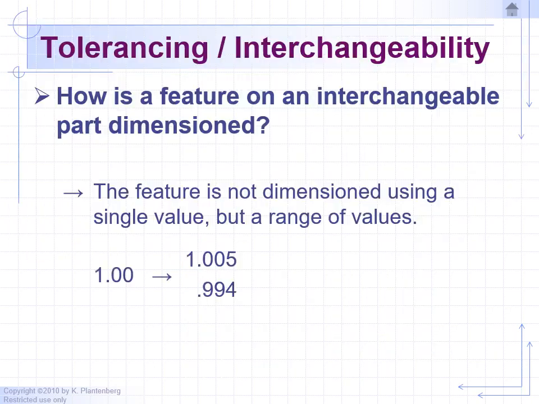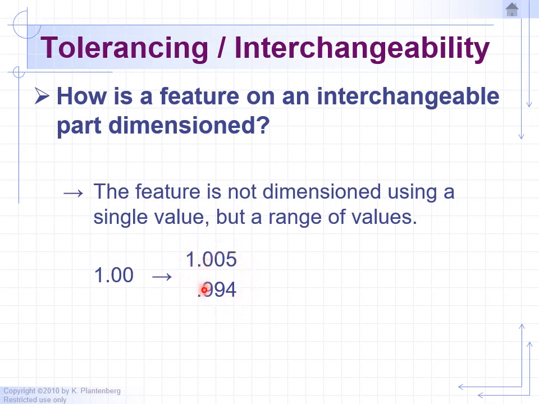How is a feature on an interchangeable part dimensioned? The feature is not dimensioned using a single value, but a range of values. So when you go into a machine shop and ask them to make you a bushing of bronze or copper with a diameter of 1.00 inches, the shop is going to ask you for a tolerance. The tolerance is how much they can be off by. So you're going to give them a range. You're going to tell them, as long as the diameter is not above 1.005 inches, and not below 0.994 inches, then you'll accept the part. And this is referred to as the tolerancing.